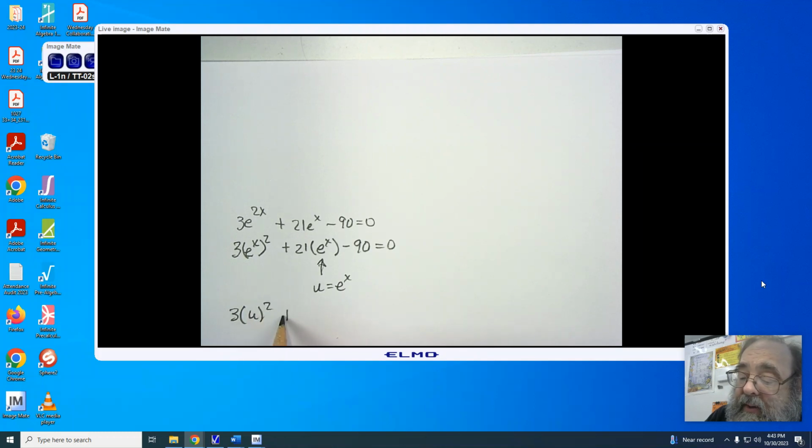U squared plus 21u minus 90 equals 0. And from that we can factor out 3: u squared plus 7u minus 30 equals 0. From here I can now factor it. And I'm trying to find two numbers that are separated by 7.